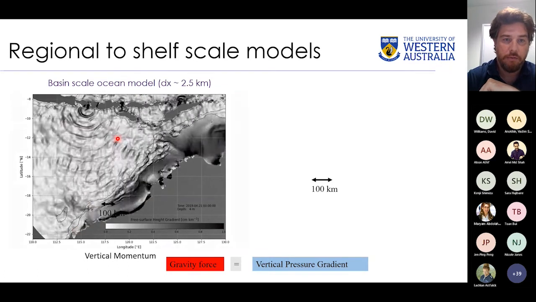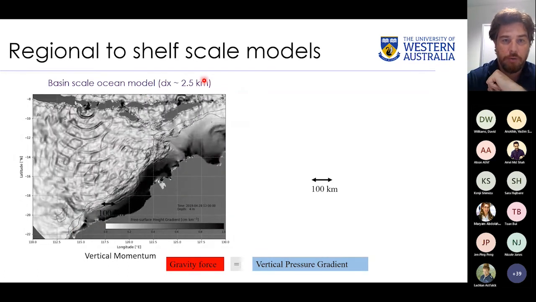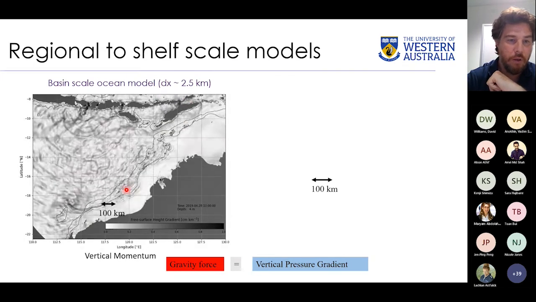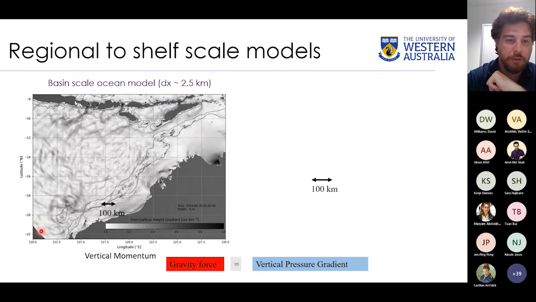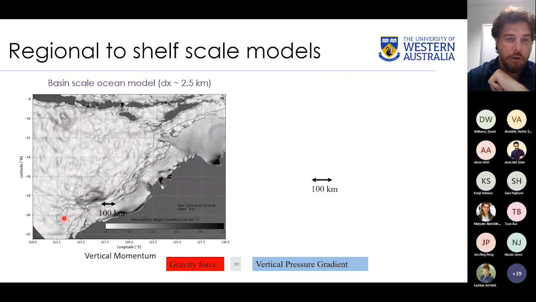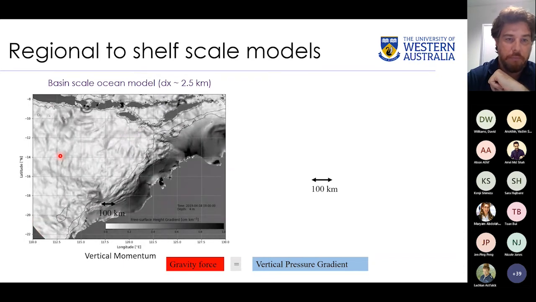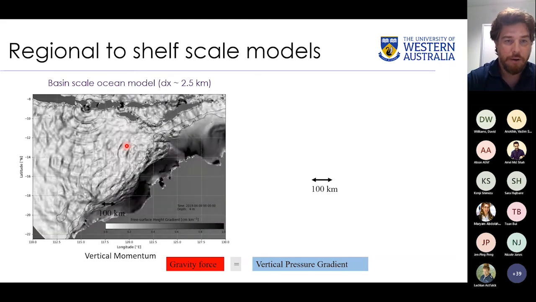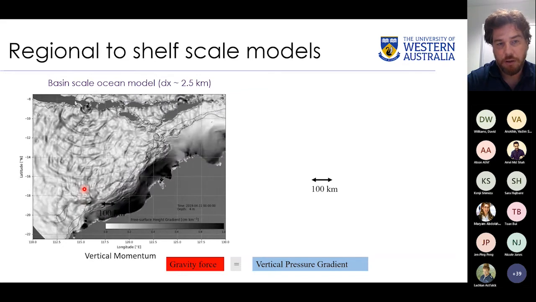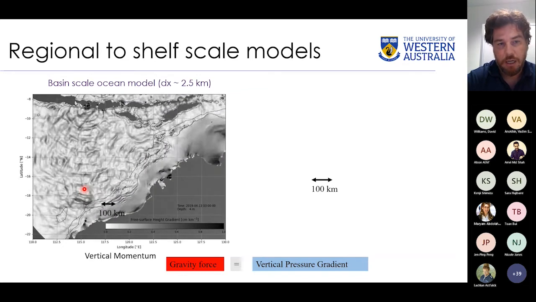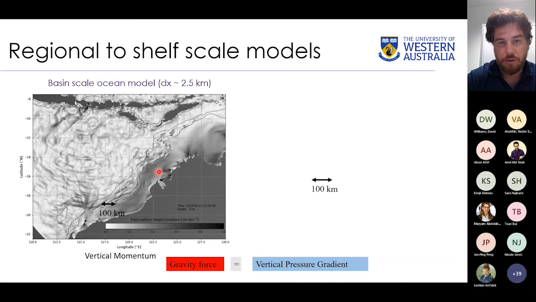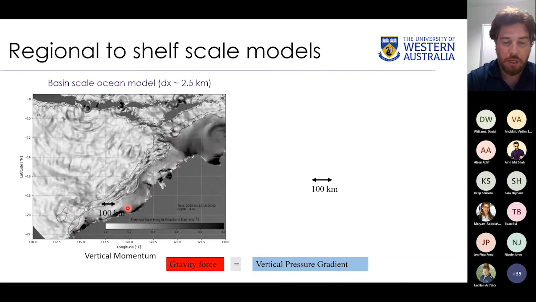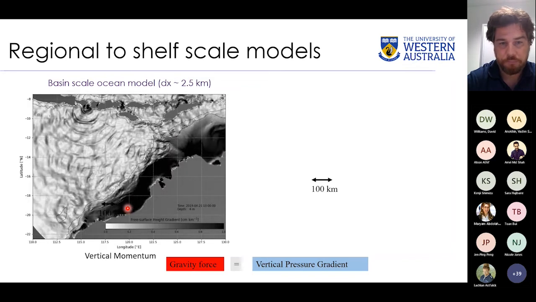And there are two key differences to this model. One, it's higher resolution, so it's 2.5 kilometres. The other thing is I've turned on the tides, so all these waves you can see are the internal gravity wave signature on the free surface height. And then as you move to the coast, you can also see the sloping free surface caused by the surface tides as well.